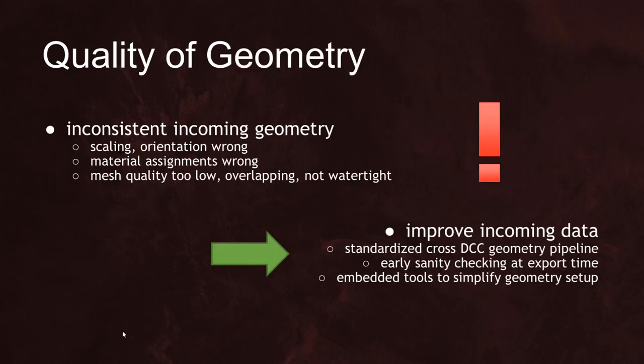Quality of geometry. Well, if you do something procedural and it's data-driven, the incoming data needs to be nice. If your rules can't apply to that data because the data isn't consistent, then you can't do procedural. And quite often, especially if you go cross-application, and especially if you go into Max, you have a different orientation, a different coordinate system, a different scaling. The material assignments might not be correct. The mesh quality might be too low. Things are overlapping. Things are not watertight. The usual problems when you try to shatter something, when you try to sim something.